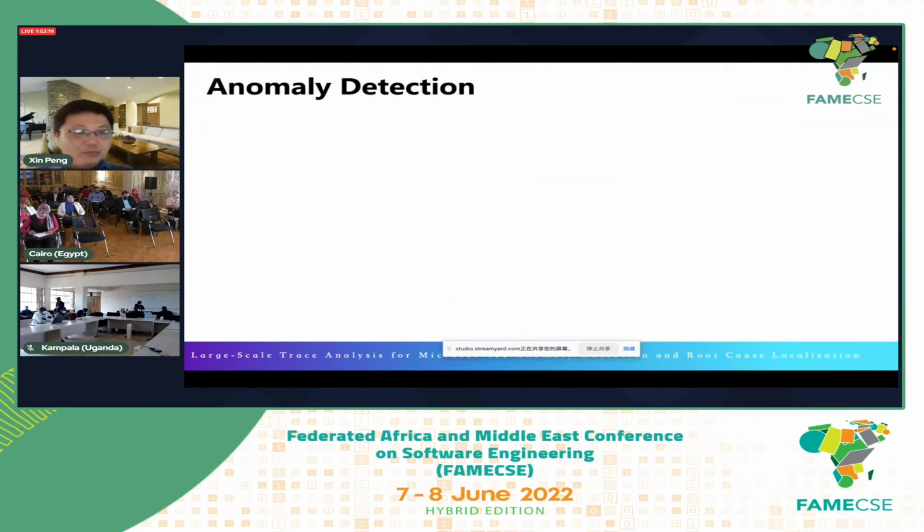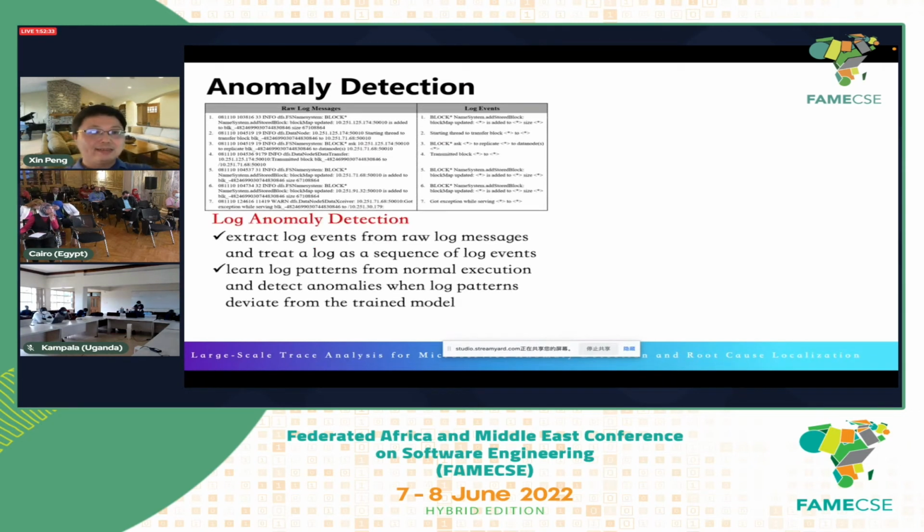In academia, researchers have, in the past several years, conducted a series of studies on anomaly detection and also root cause localization. There is research on log anomaly detection. You can see a figure here. Each raw log message is an event. Each log event has a timestamp, and it also has a constant part and a variable part. The application logs are usually produced by logging statements written by the developers.